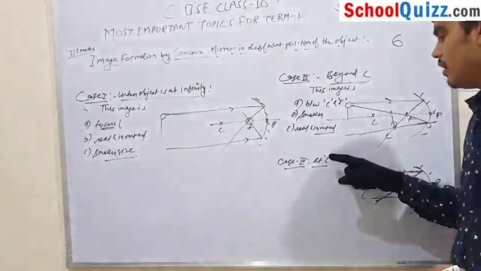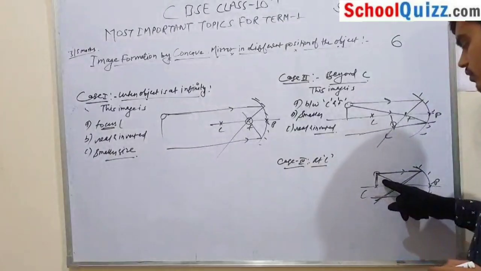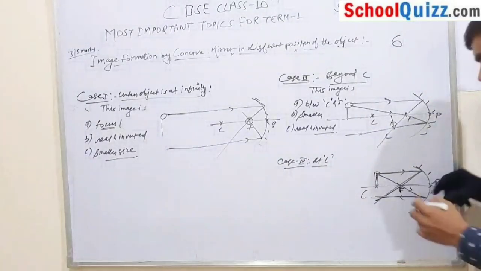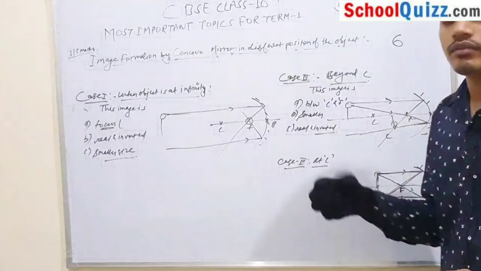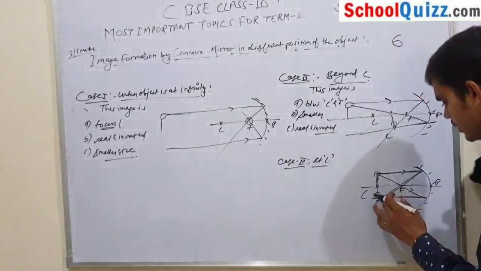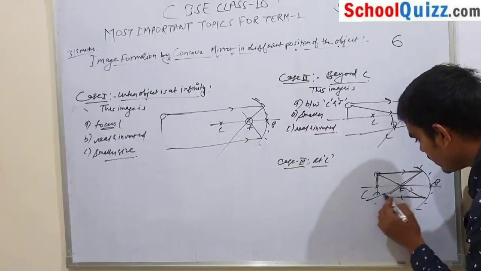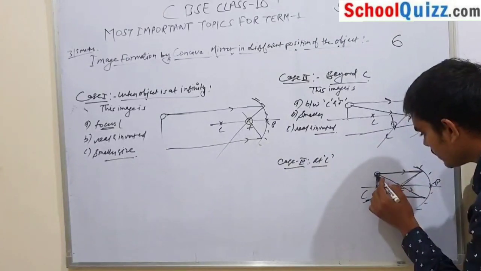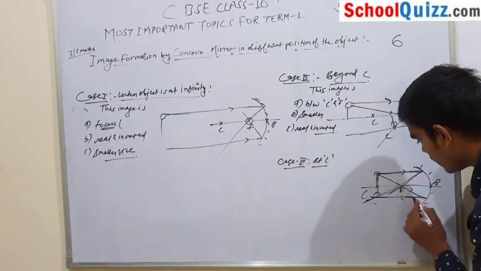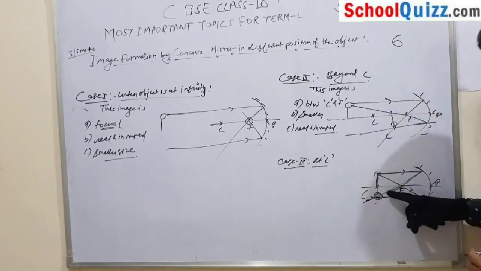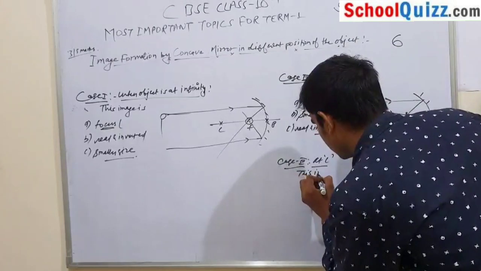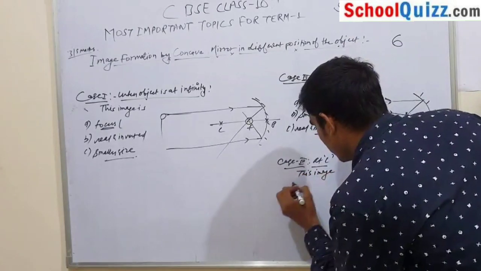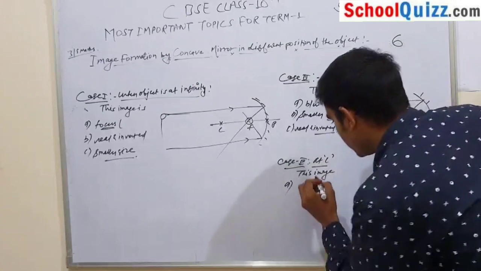So we know that when we keep our object at the center of curvature, the image is also formed at the center of curvature. We are not using proper scales, we are making a rough diagram, so the rays meet here. So these rays meet at this point, and this image is produced at the center of curvature.